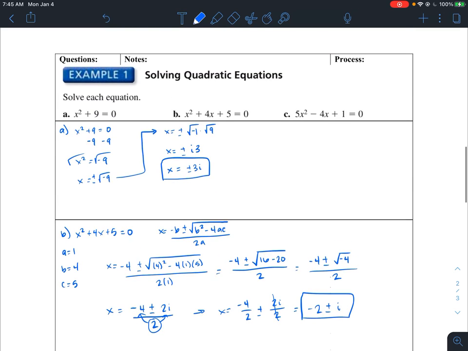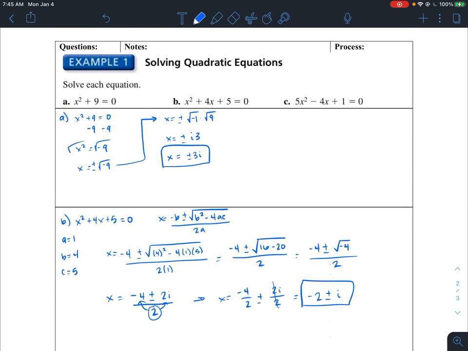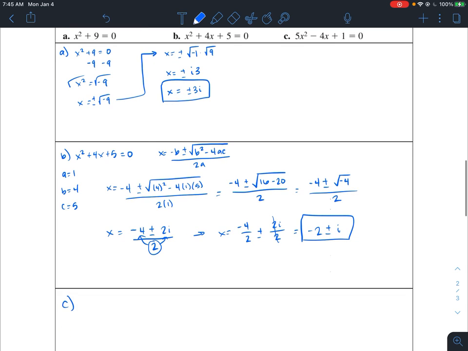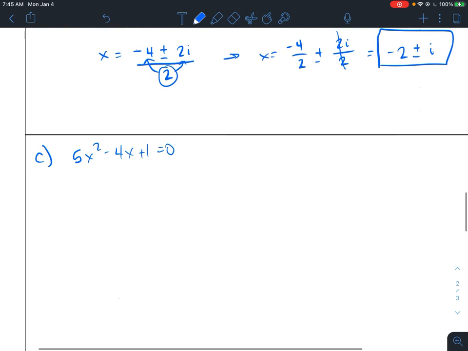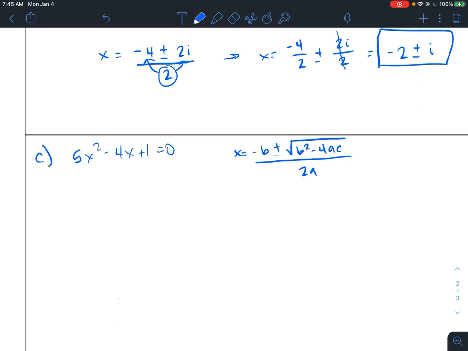Okay, for C, we can do the same exact thing, and I want you to try this on your own. I'll help you get started. We have 5x squared minus 4x plus 1 equal to 0. So we're going to use the quadratic formula again. x is equal to negative b plus or minus the square root of b squared minus 4 times a times c, all over 2 times a. a is equal to 5, b is equal to negative 4, c is equal to positive 1.